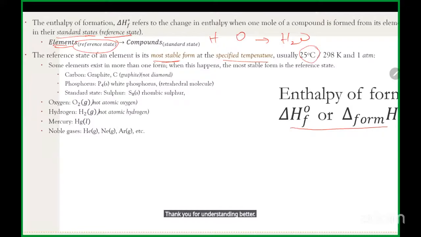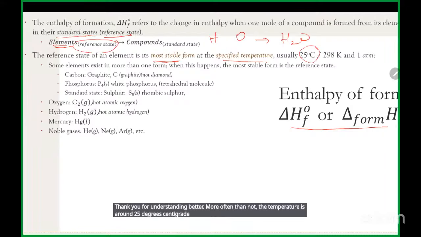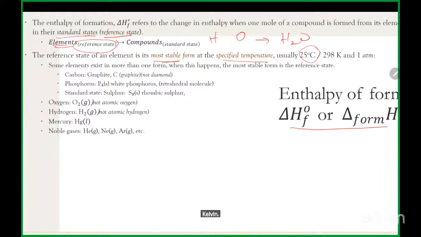More often than not, the temperature is around 25 degrees centigrade or 298 Kelvin. And the pressure is 1 atmosphere, or in some other books, you can see 1 bar.